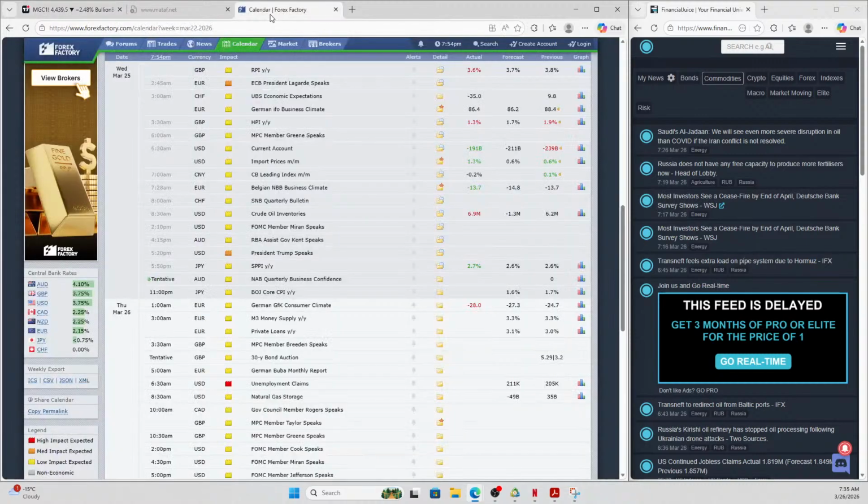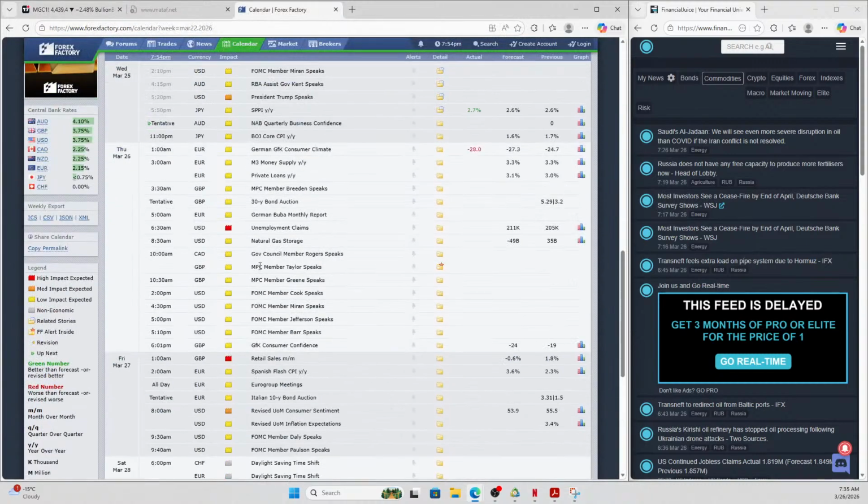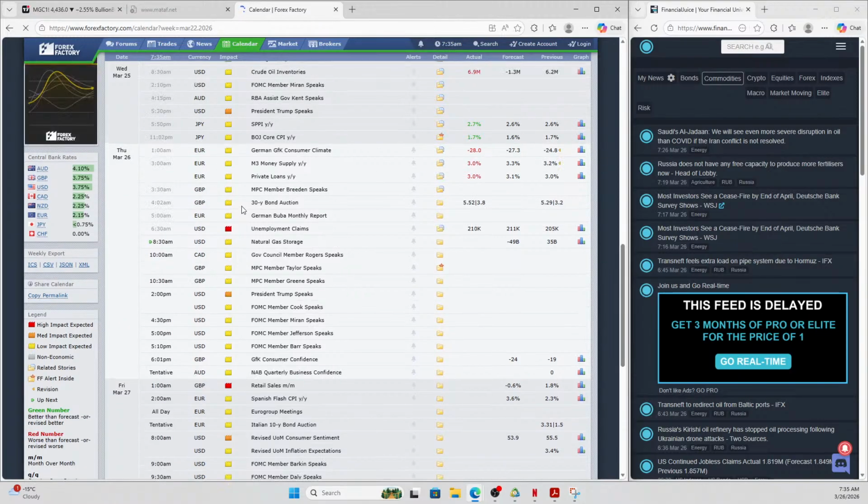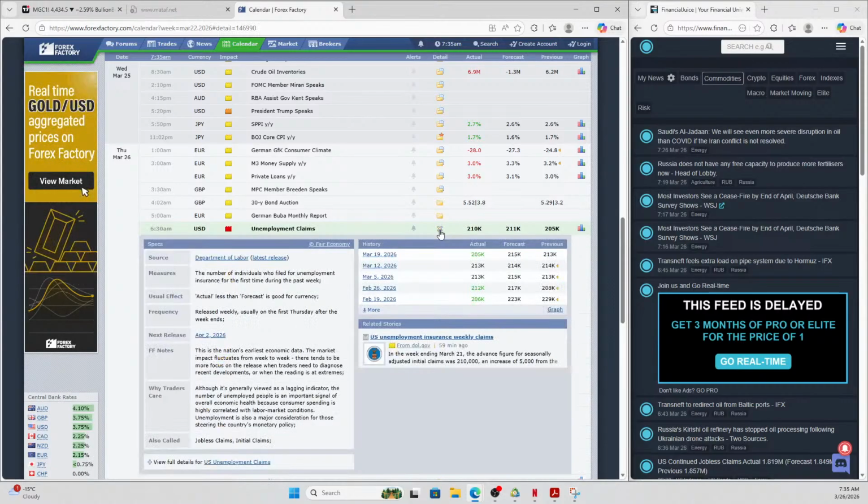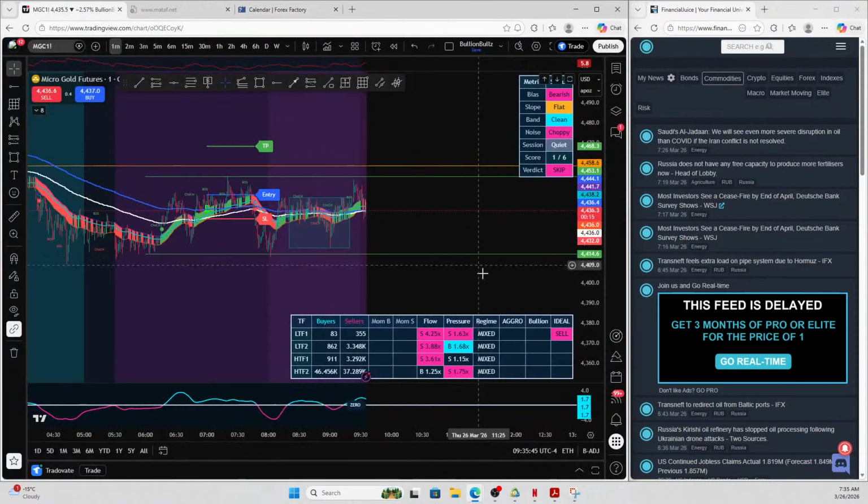Let's quickly go through our markets. So today is Thursday, and we only have unemployment claims, which was at 6:30. If we refresh, unemployment claims 210, 211. Let's quickly go through what that means. Actually, less than forecasted is good for currency. So this means dollar is going up and gold should be going down.